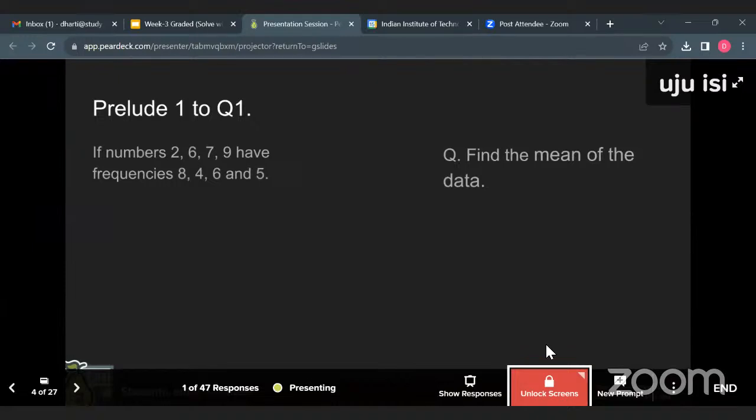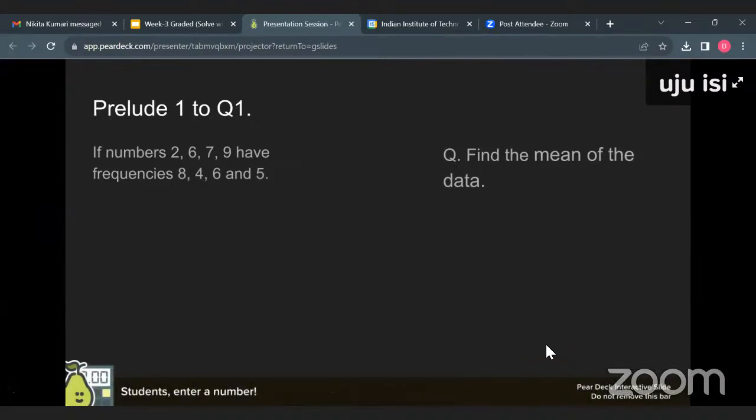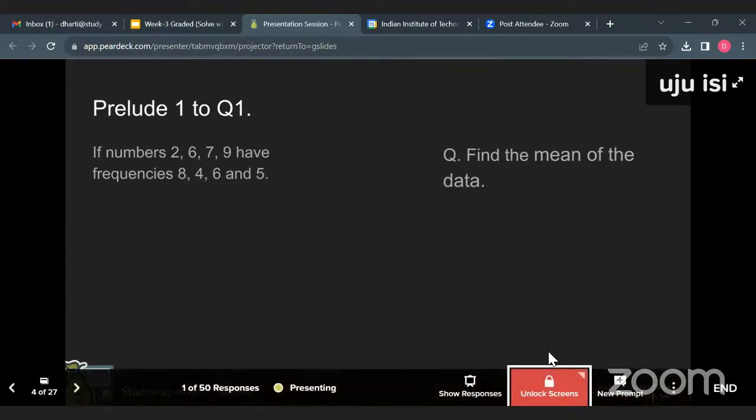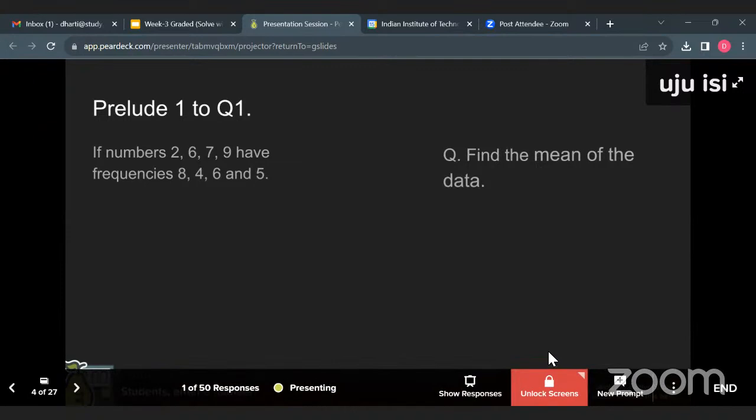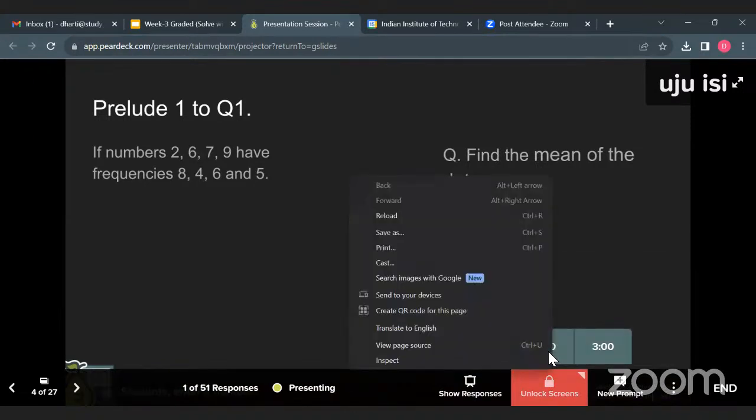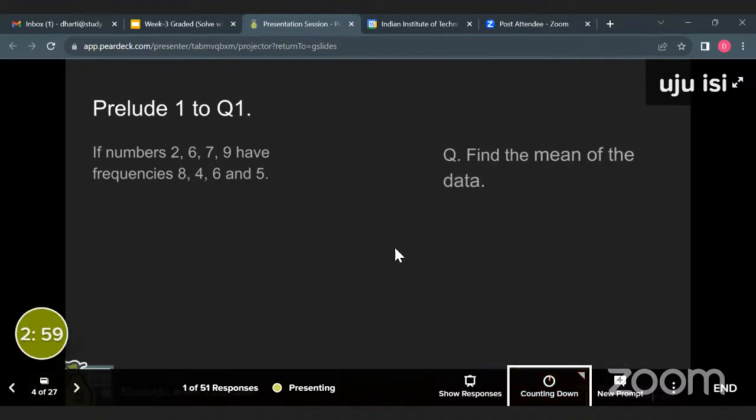There is question number 1, which says there are some data points 2, 6, 7, and 9 which have the frequencies 8, 4, 6, and 5 respectively. We have to find the mean of the data. Let's try by yourself first, then I will explain. So please answer.